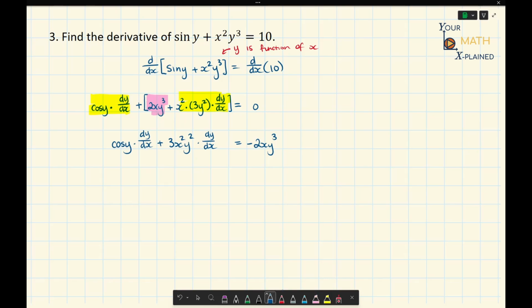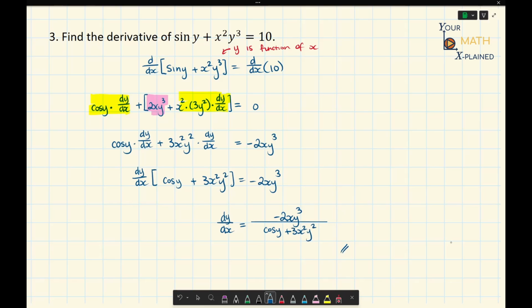And now we can go ahead and factor out the dy/dx from both of those terms on the left-hand side. So this would be dy/dx multiplied by cosine y plus 3x squared y squared. And that is equal to negative 2x y cubed. And now all that's left to do is isolating dy/dx. So we end up with dy/dx is equal to negative 2xy cubed over cosine y plus 3x squared y squared.